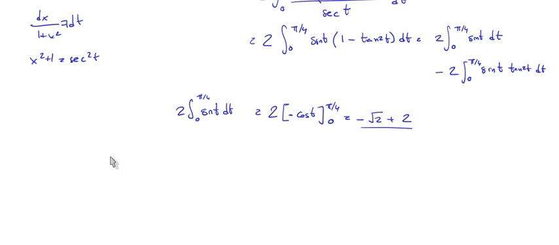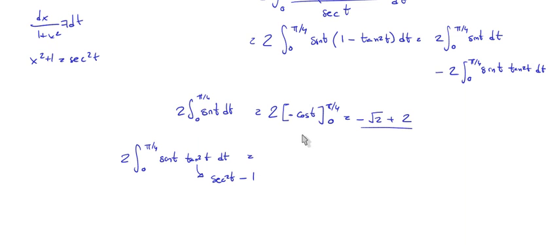Now, what happens with the second one? We have 2, the integral between 0 and pi over 4 of the sine of t, tangent squared. Now, how do we deal with this? Well, remember, the tangent squared plus 1 is the secant squared, so the tangent squared is the secant squared minus 1, okay?